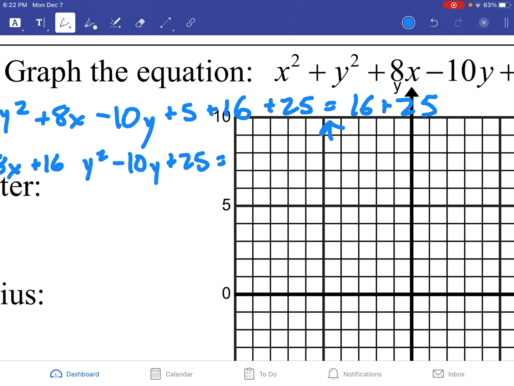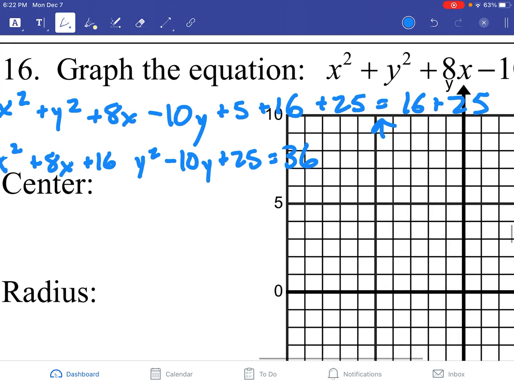So we have the 16 and the 25 on the right-hand side of the equal sign, and now we're going to subtract 5 from that. So 16 plus 25 minus 5 is going to be 36. Okay, so this 5 has to move over. These two values went with the 8x and the negative 10y.